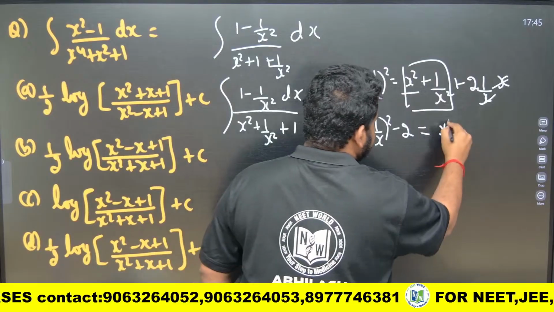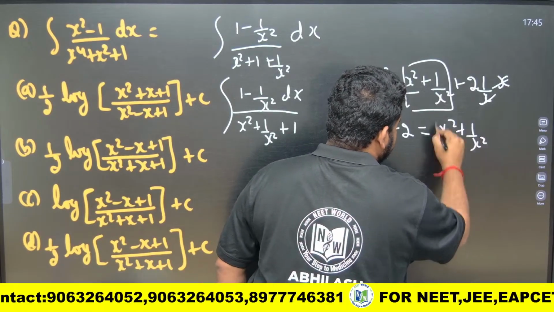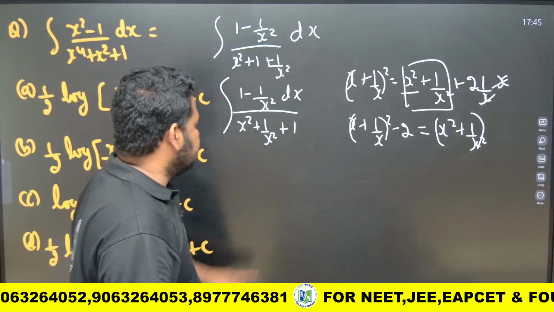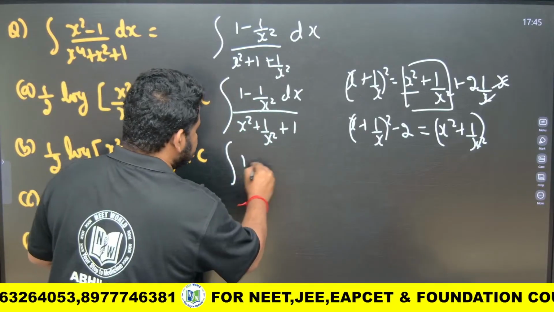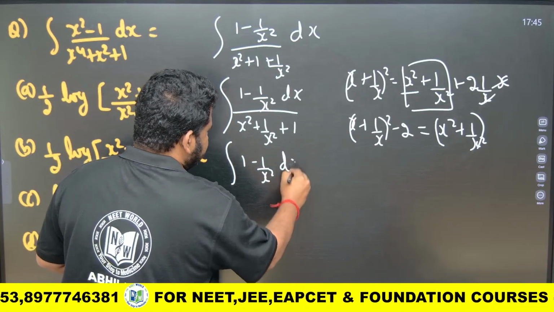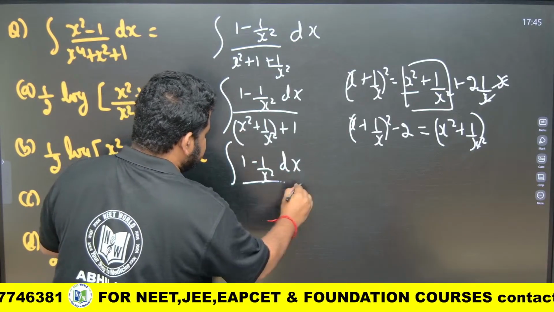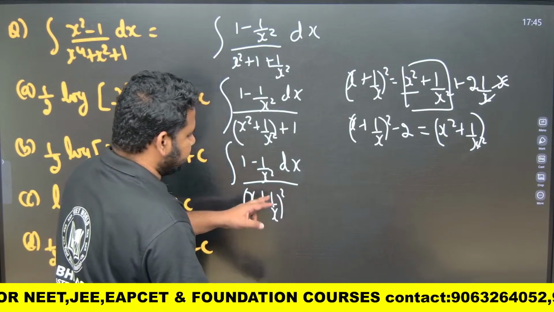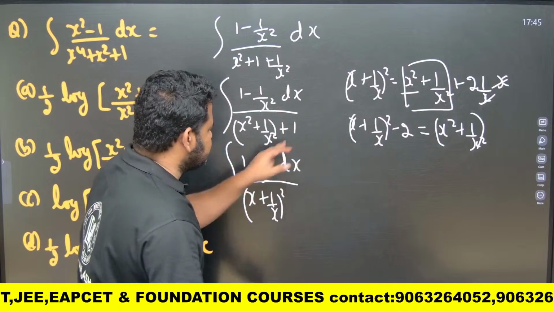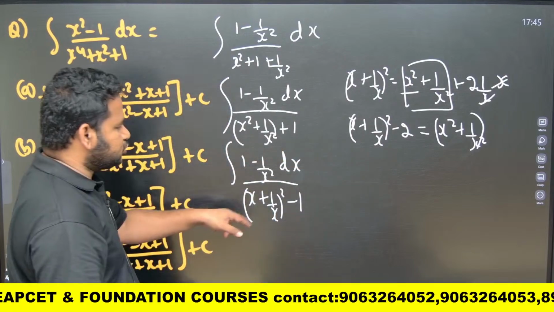That is equal to (x square plus 1) by x square. So now I can write it as (1 plus 1 by x square) dx. This x square plus 1 by x square, I can write it as (x plus 1 by x) whole square minus 2. Minus 2 plus 1 is minus 1.